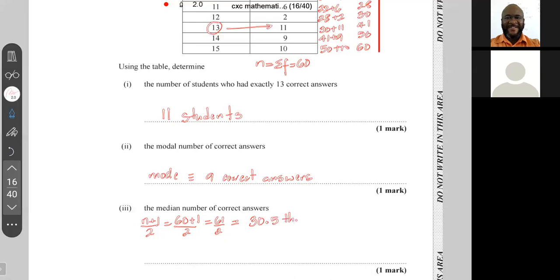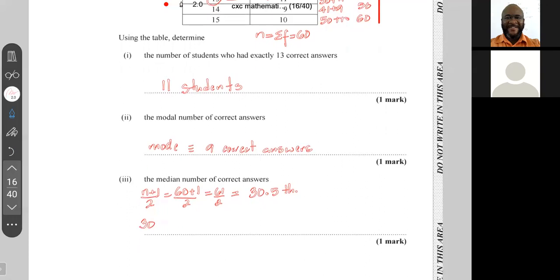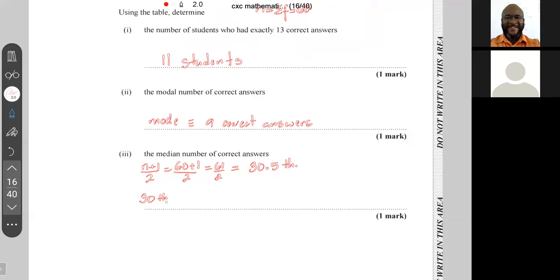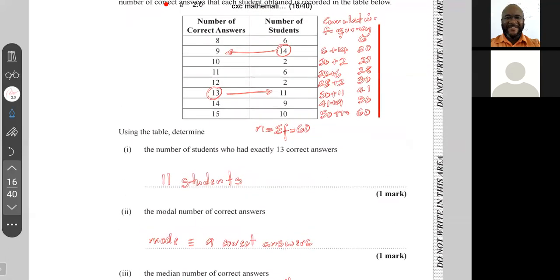Now, the 30.5 is not telling you what the median is. It's telling you where the median is. All right, so with 60 values, the median is the average of the two middle values. So this is telling me that the median is the average of the 30th and the 31st value. So I need the 30th value and I need the 31st value. Now that I'm going to get from the cumulative frequency. And I'll show you what I mean.